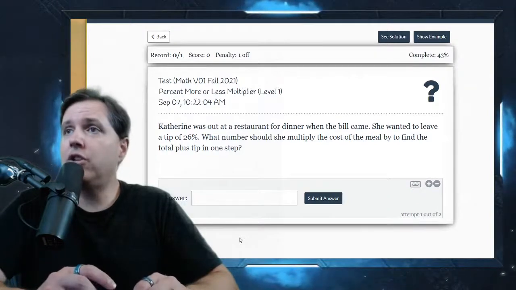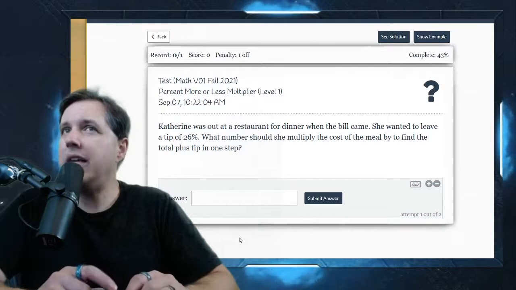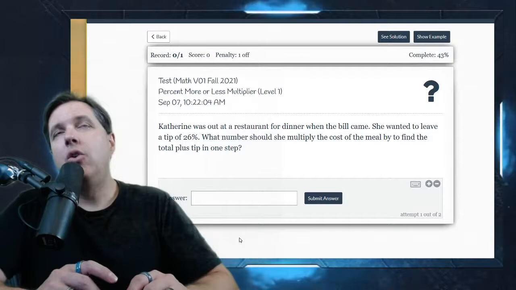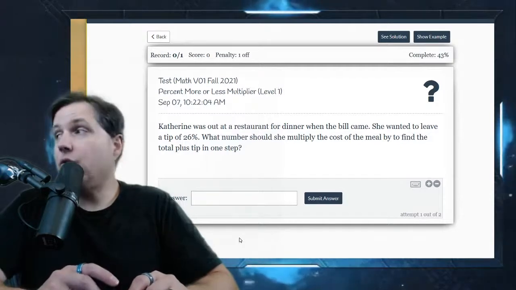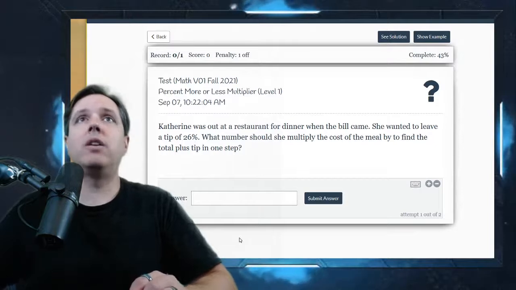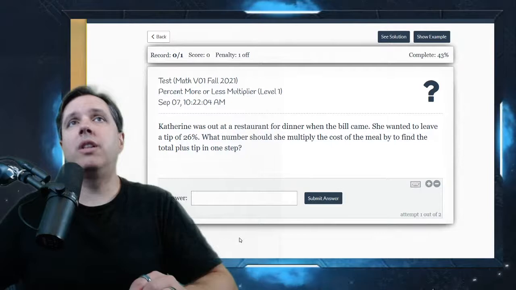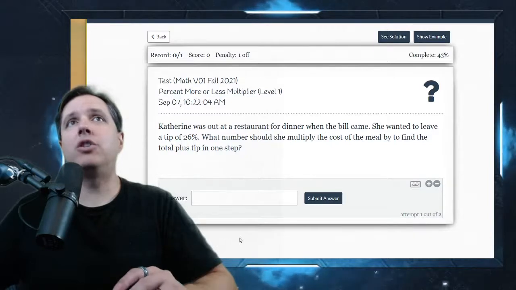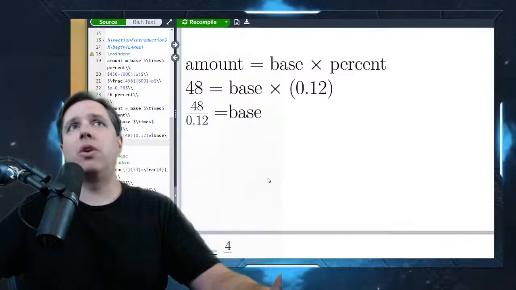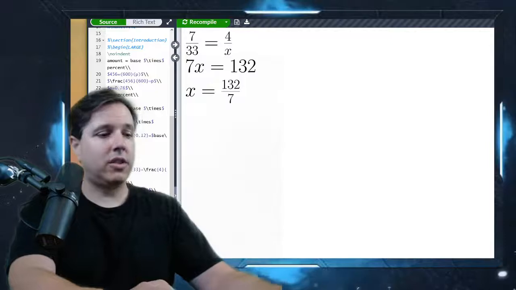There's also a method where you can just go through and calculate it by hand. Here they want you to do it in one step. So I'm going to show you a couple different ways, and also how to do it in one step like they're asking you to do. So let's see, what do we want? Catherine was out at a dinner. She wanted to leave a 26% tip. What should she multiply by? Well, here's one way of thinking about the problem that takes more than one step. So let's do this.